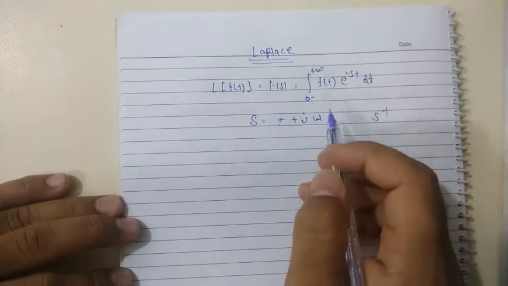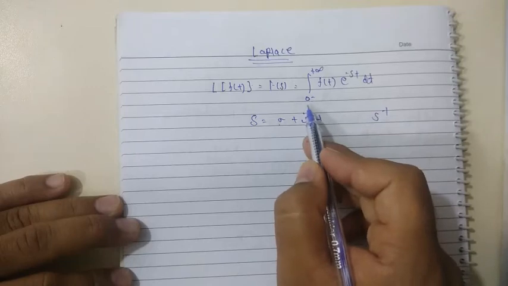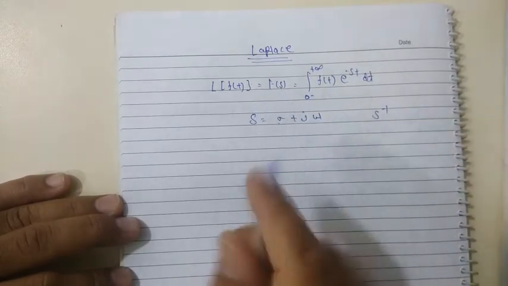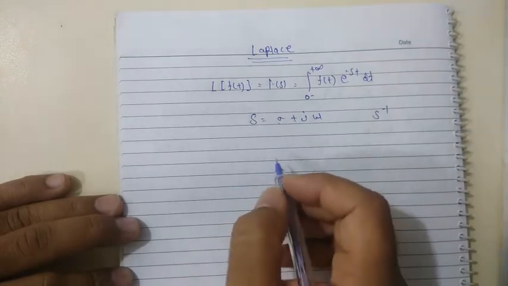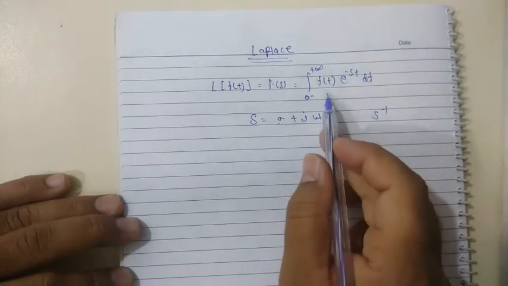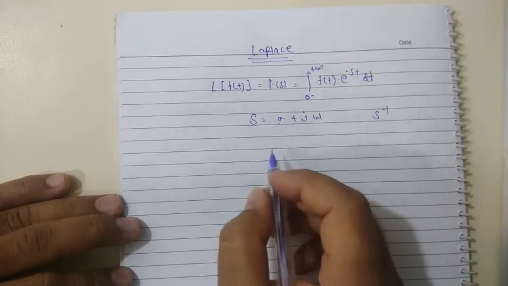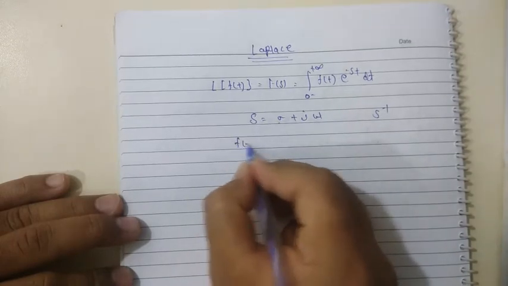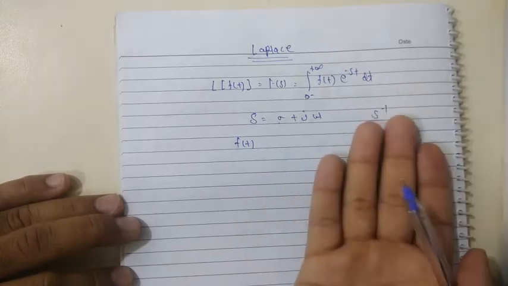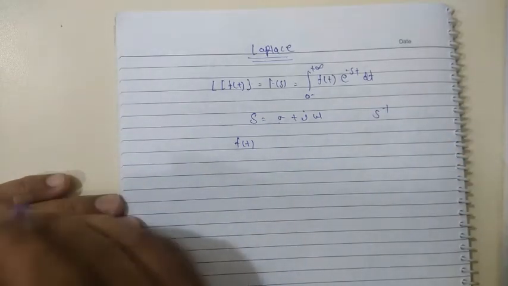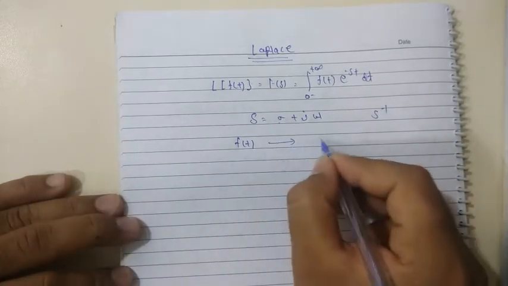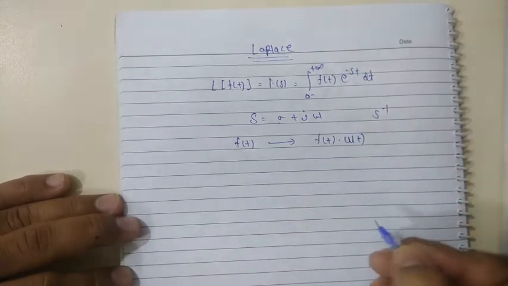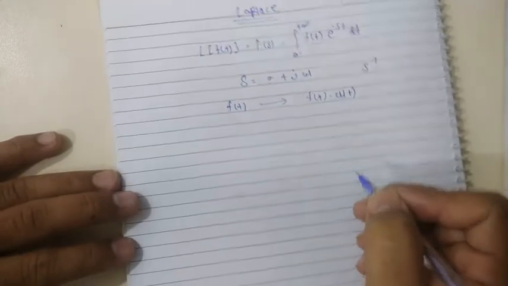For the bilateral Laplace transformation, the lower limit is minus infinity and the upper limit is plus infinity, and the remaining are the same. Normally we use the unilateral Laplace transformation in electric circuit analysis. If the signal f of t is a both-sided signal, having some part in the positive and some part in the negative side, then we convert f of t into a single-sided signal by multiplying f of t by u of t. You will see this in a later case.